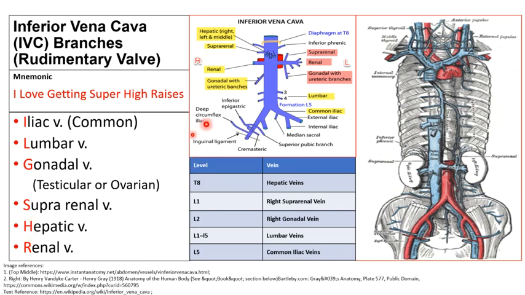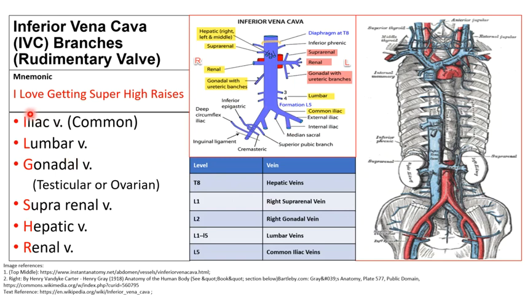If you see, let me just turn on the laser. You can see the hepatic, suprarenal, renal, and gonadal veins. They enter separately on the right side of the inferior vena cava, but the suprarenal and gonadal first enter into the renal vein, and then the renal vein enters the right side of the inferior vena cava, which is not true for other branches like lumbar and the common iliac. These actually enter separately into the right and the left of the inferior vena cava.